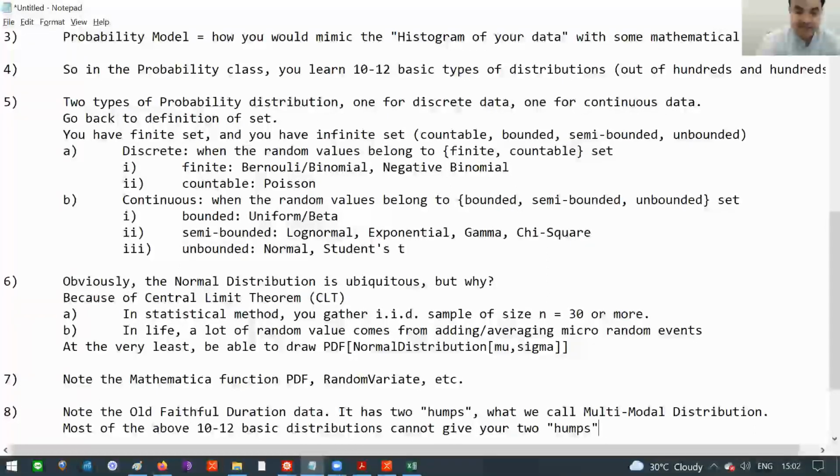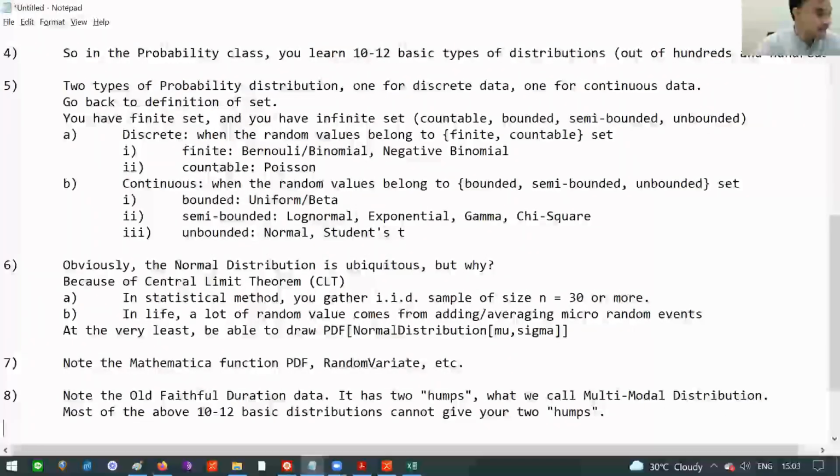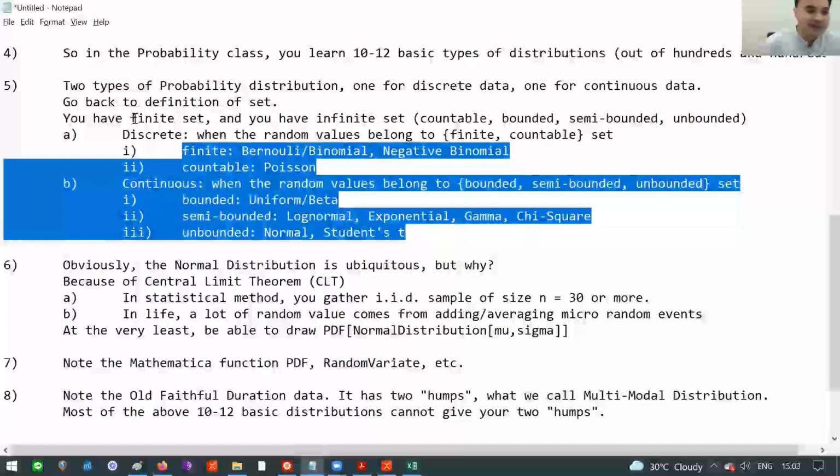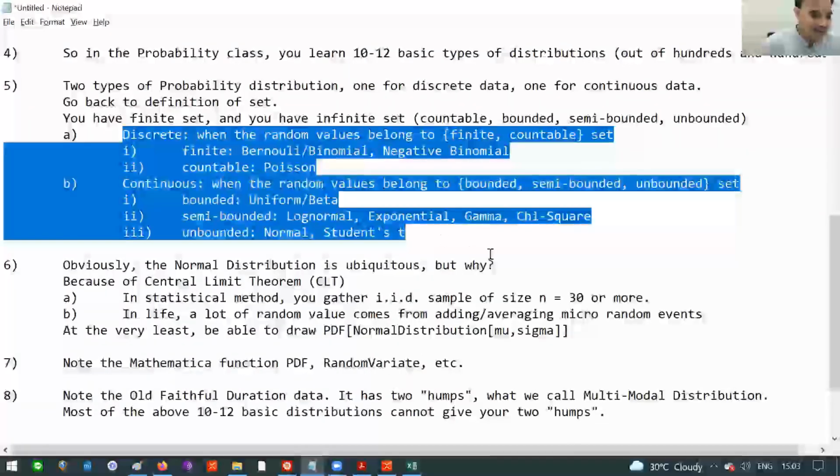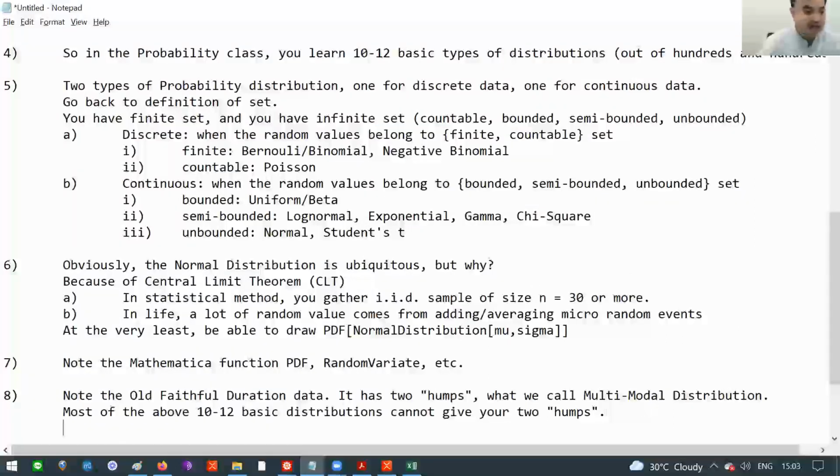I should make it a pop quiz. If this were a class, I'd give you a pop quiz. There's one, by the way, among these that allows you to have a multimodal distribution. Extra credit for finding it. Bimodal, two humps, not three. Two is difficult already.